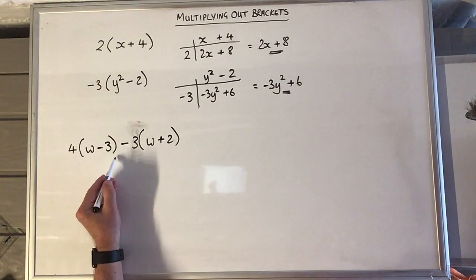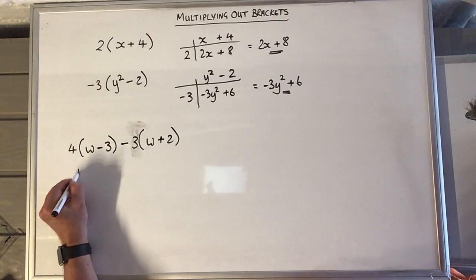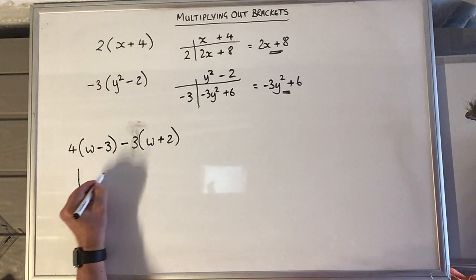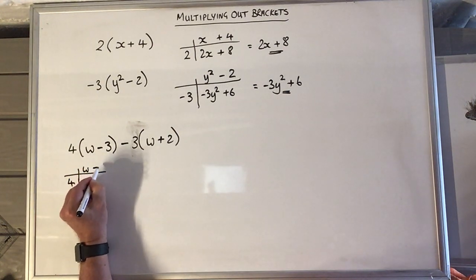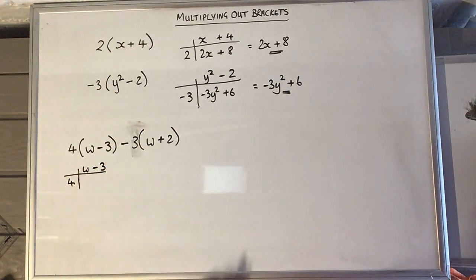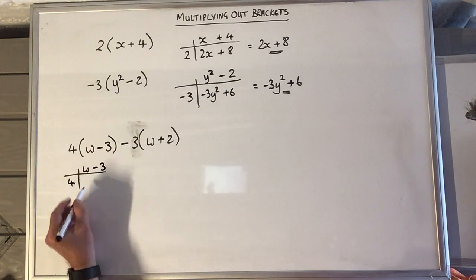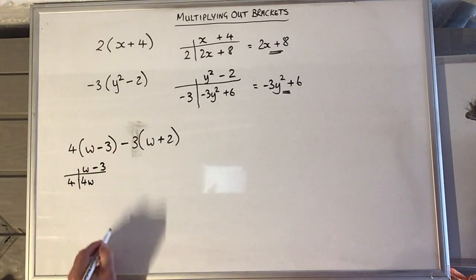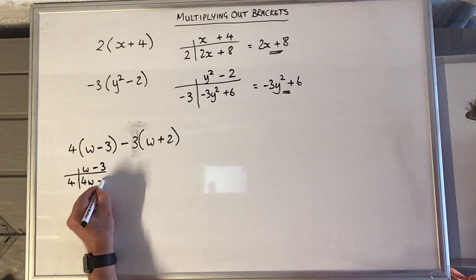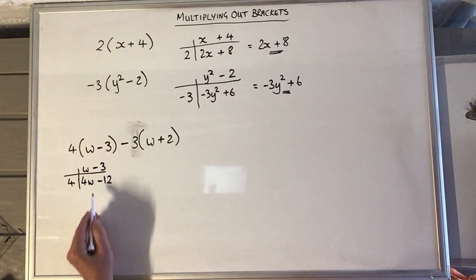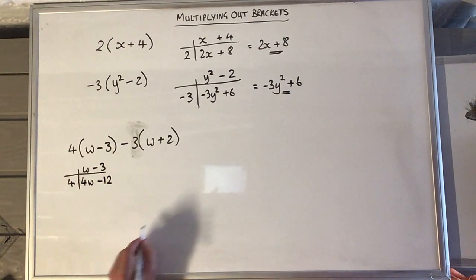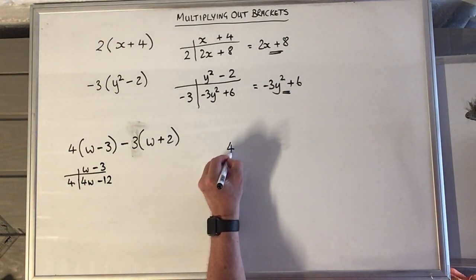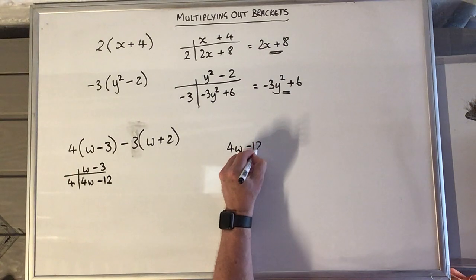Okay, so I'm going to do this bit first, so let's see what we get when we do that. So we've got a 4 here, we've got a w, minus 3, so work that out, 4 times w, 4w, 4 multiplied by negative 3 is negative 12. So that wee bit is 4w minus 12. Just going to write that over here, 4w minus 12.